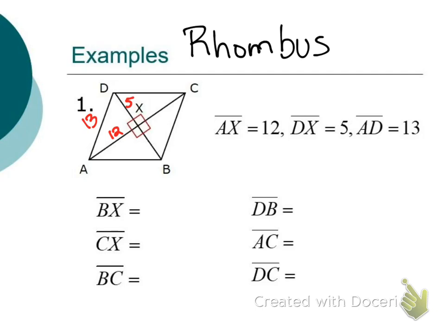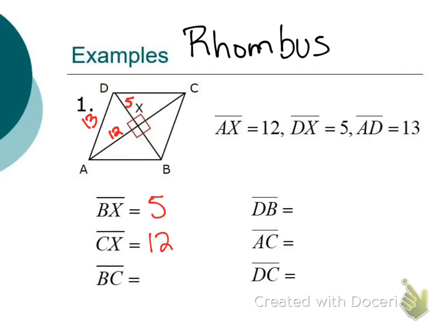Before I even look at what they want to know, I like to get my picture all labeled. Once everything's labeled, then we can start looking at what they want to know. So the first thing they want to know is the length of VX. What would it be? 5. We know that because the diagonals are perpendicular bisectors. So they bisect each other, split each other in half. That means that CX, our next one, is 12. It's the other half of the other diagonal.